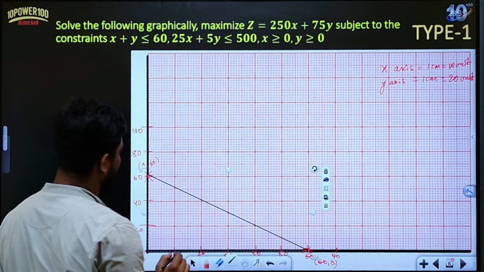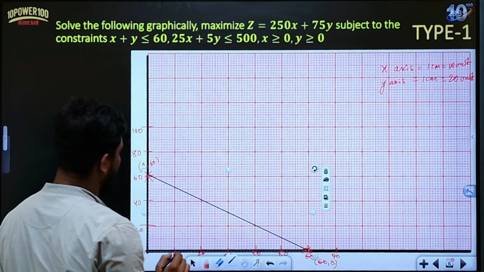Now the second equation. The second equation's coordinates are 0 and 100. Okay, so when x is equal to 0, y value is 100. This is the point, right? So let's mark this. So this is 0 comma 100.